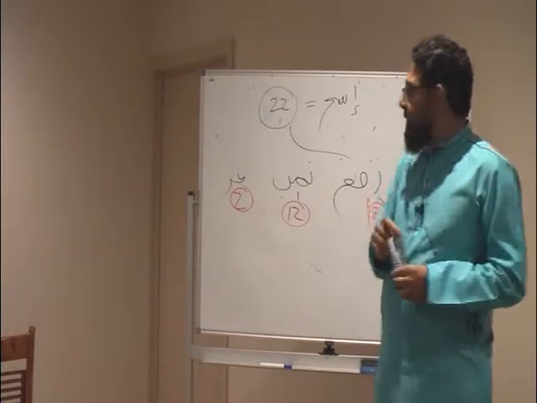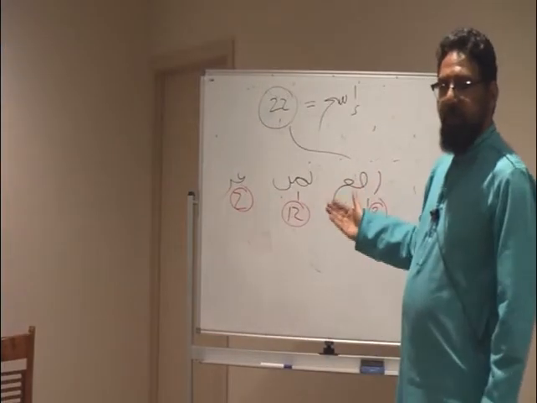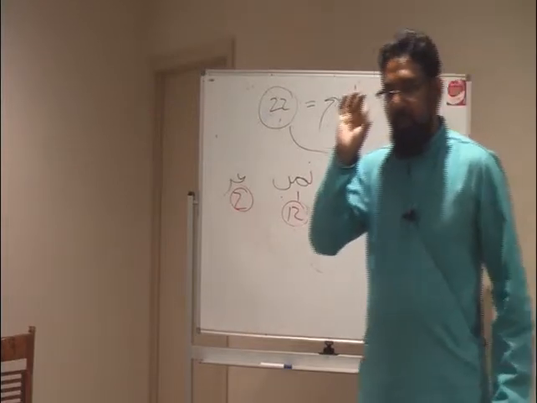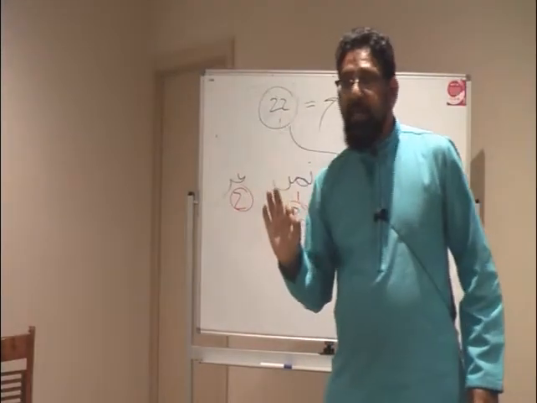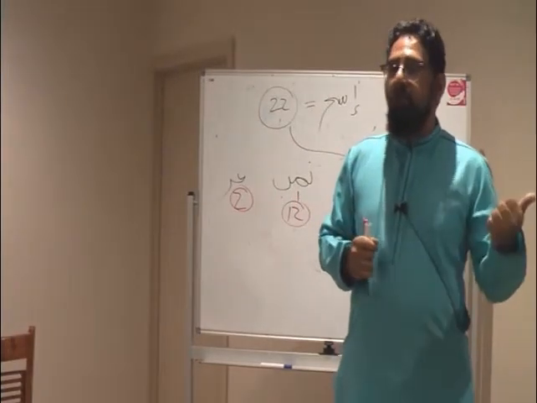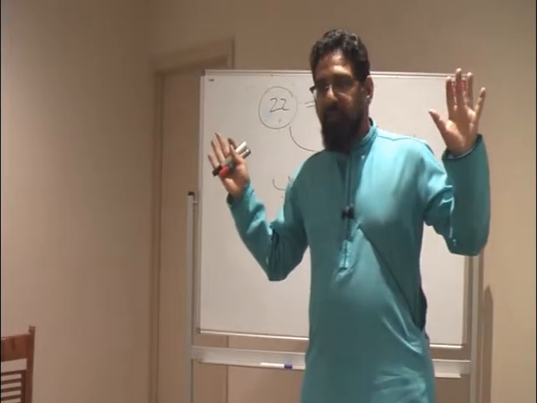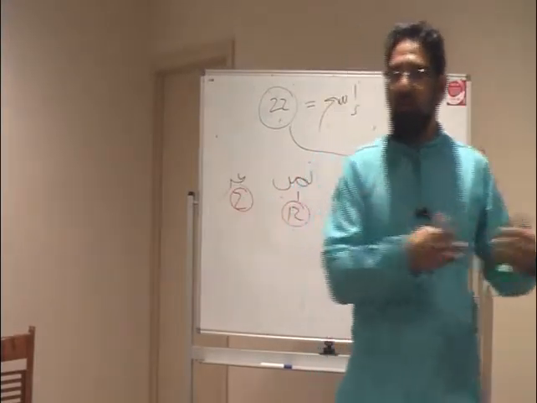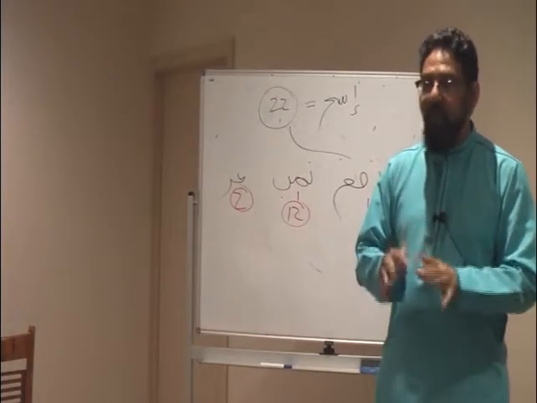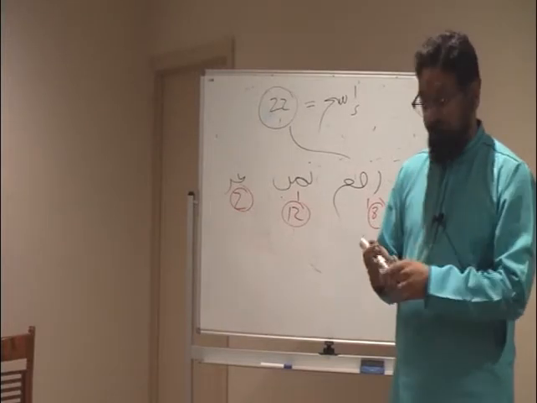But again, how can it be more than 3? Because there's only 3 states, so how can it be? The mistake is that you presume that nasab must mean the object, like in a verbal sentence, Rafa must mean the subject, and jar must be something that follows the preposition, or possession. No, they have more ways. And I'll begin to show you what those ways are.